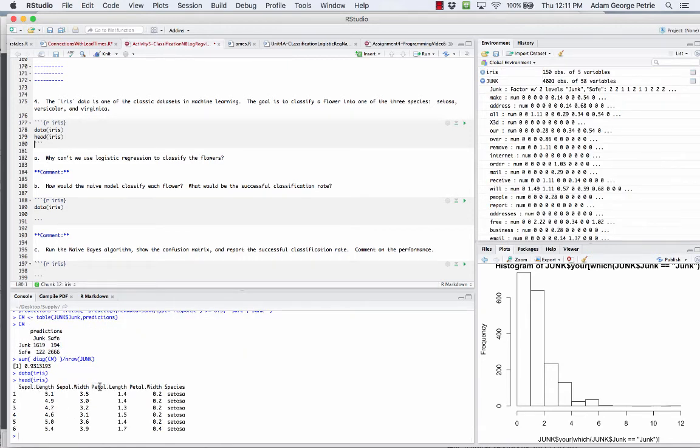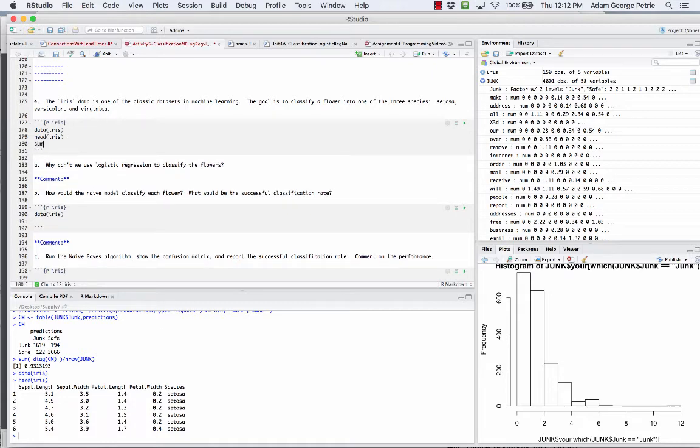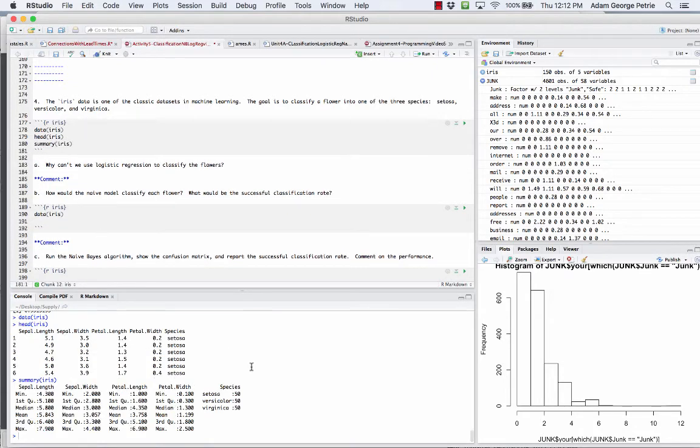We're given information about 4 physical characteristics and then the species. If we want to look to see, all right, well, what are the species? We have Setosa, versicolor, and virginica. All right, so question A asks us, why can't we use logistic regression here to classify the flowers? Seems perfectly reasonable, but why doesn't it work?